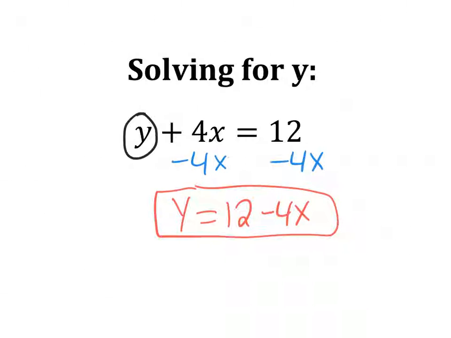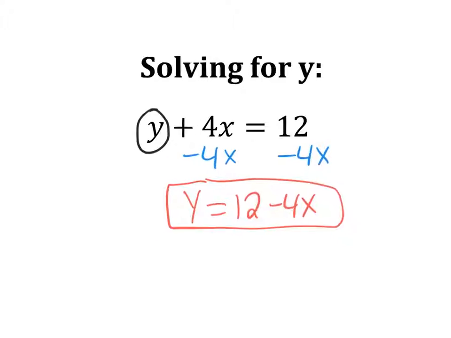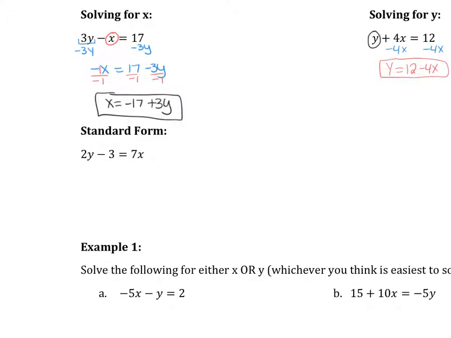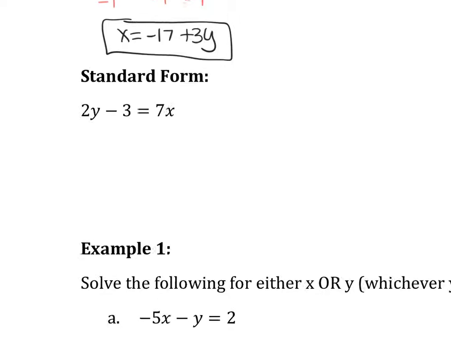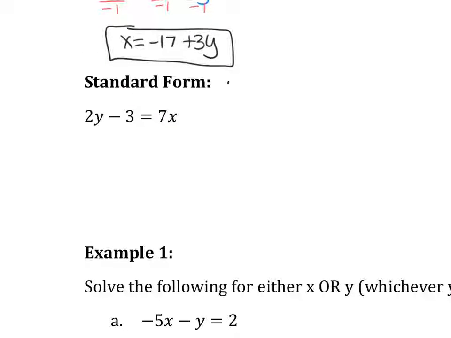Okay, so being able to solve for either x or y will come in handy as we move forward in these lessons. Another thing that will be helpful is being able to write equations in standard form. So if you remember what standard form is, that's where we have our x term plus our y term equals some number. So we want x and y on the same side of the equal sign, and then our constant, or that number that doesn't have a variable, on the other.